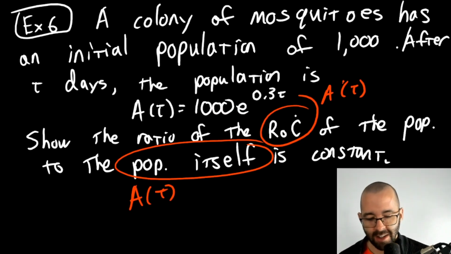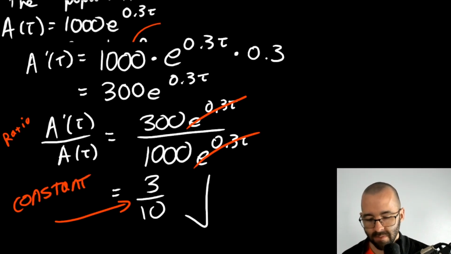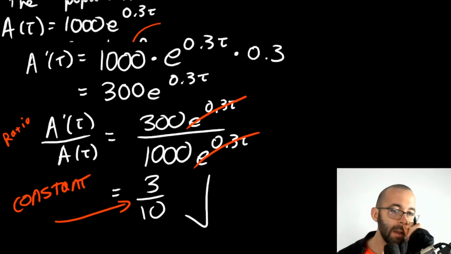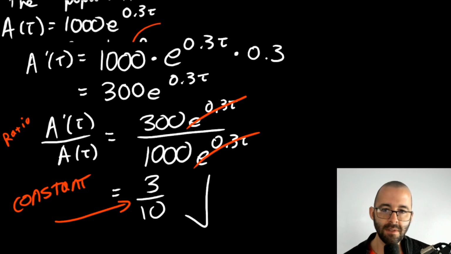Show that that ratio is constant? Well, yep, that's a constant. We did exactly what we were supposed to do. We showed it. That's one of the big things about exponential functions. There's a bunch of big things about exponential functions, but we're going to stop here for this video.